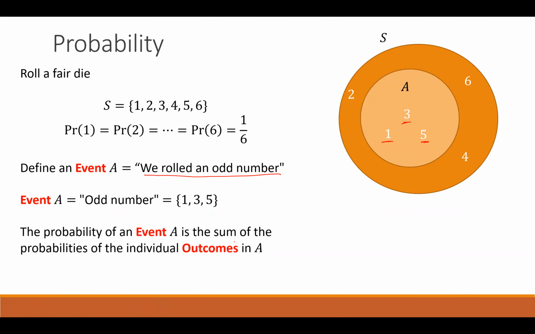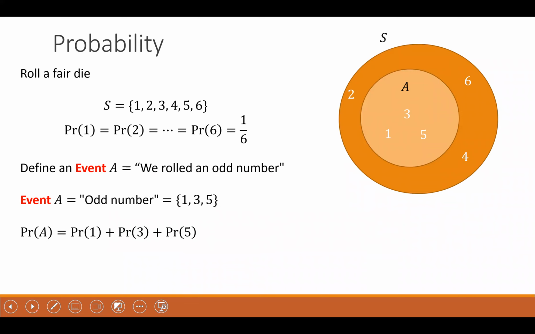The probability of this is the sum of the probabilities of the individual outcomes. Each of these outcomes has probability 1/6. So yes, the probability of A is equal to the probability of 1 plus the probability of 3 plus the probability of 5, which is 1/6 plus 1/6 plus 1/6, which is equal to 3/6 or 1/2, right? Which probably agrees with your instincts in that rolling an odd number, given that there's 3 odd numbers and 3 even numbers, happens with probability 1/2.